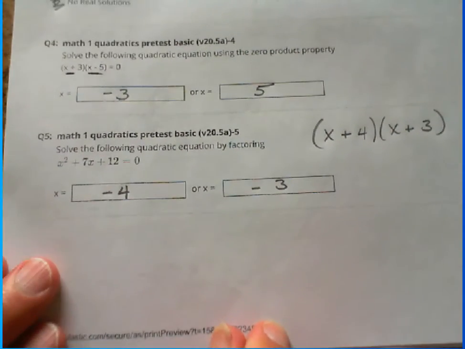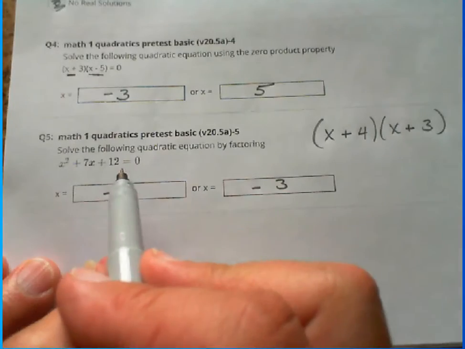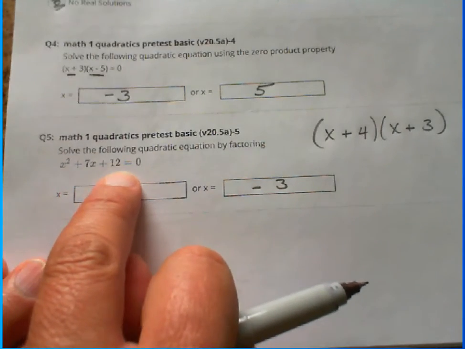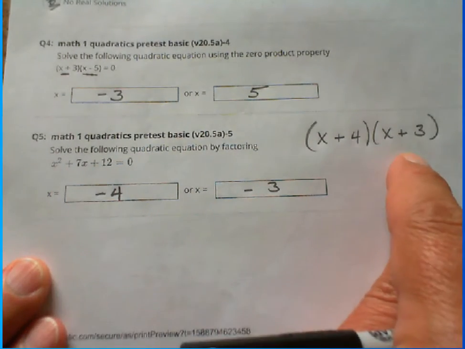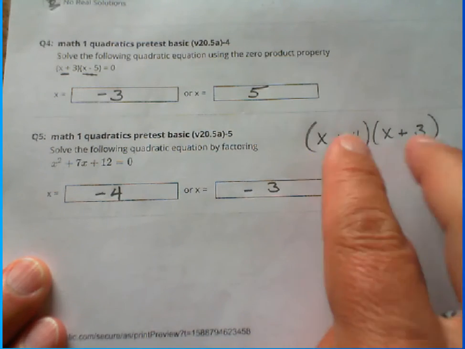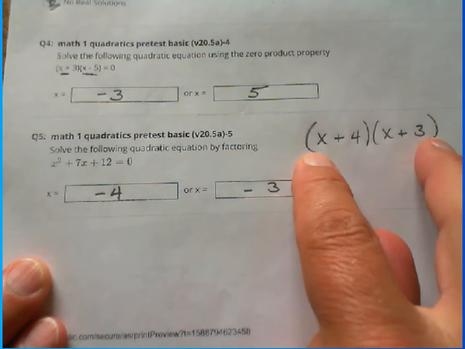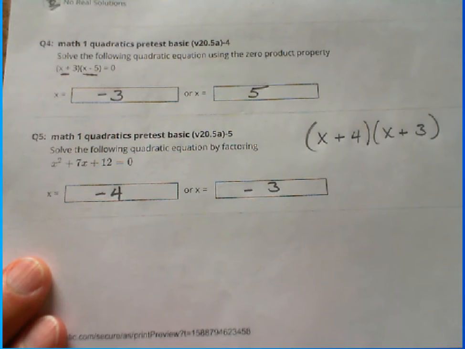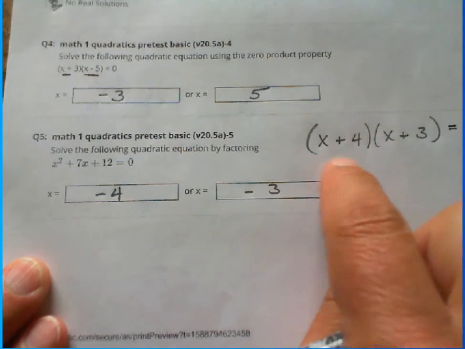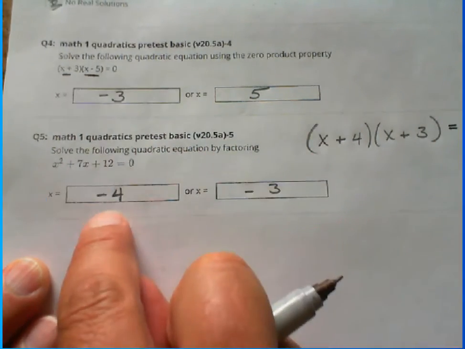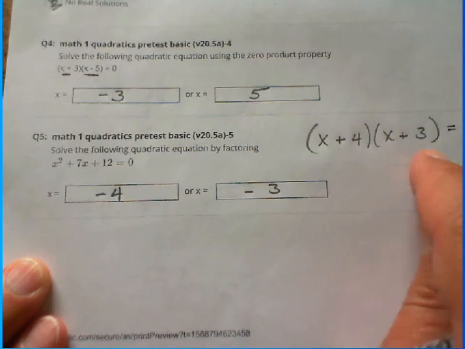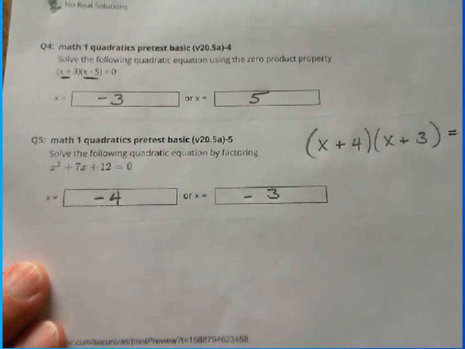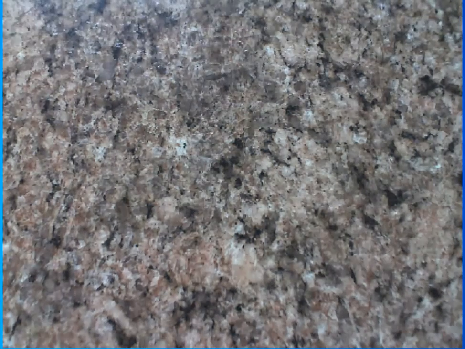The next one is similar to the previous one, except I have to factor it first. So here's x squared plus 7x plus 12, which factors as x plus 4, x plus 3, right? X squared, 12, 4, and 3 gives me the 7. Once I've factored it, I'm going to use zero product property. So what makes this piece go to 0? A -4. What makes this piece go to 0? A -3. Those are the two answers to the equation. Two solutions.